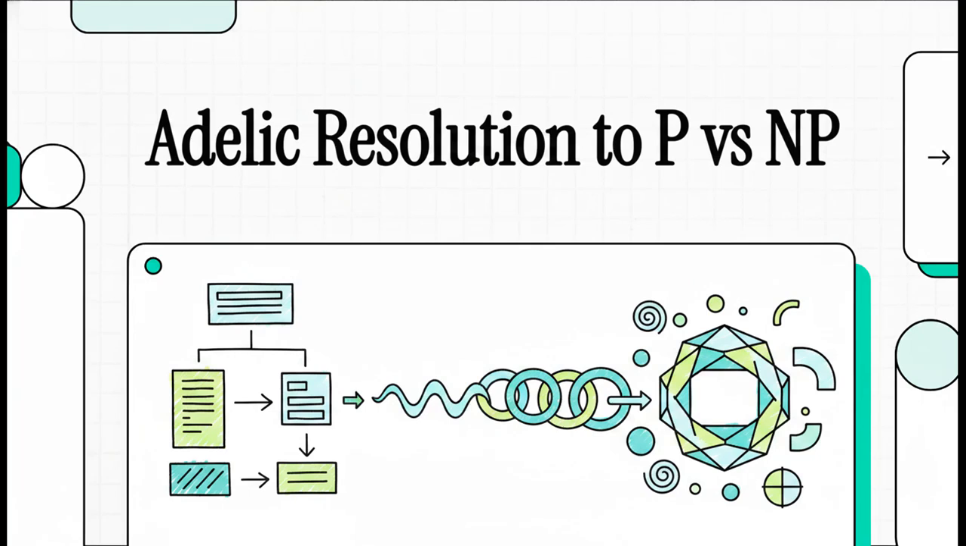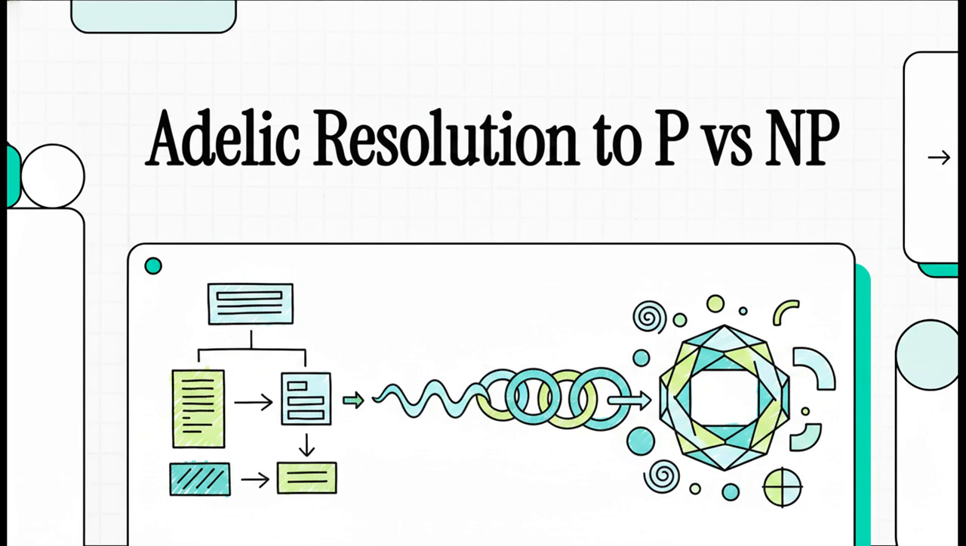Welcome to this explainer. Today, we're tackling one of math and computer science's absolute biggest questions, the P versus NP problem. But we aren't just going to look at algorithms. We're going on a rigorous, step-by-step tutorial through the Adelic Langlands Program. We're going to see exactly how discrete computer code literally translates into global geometric stability across the Adele ring.